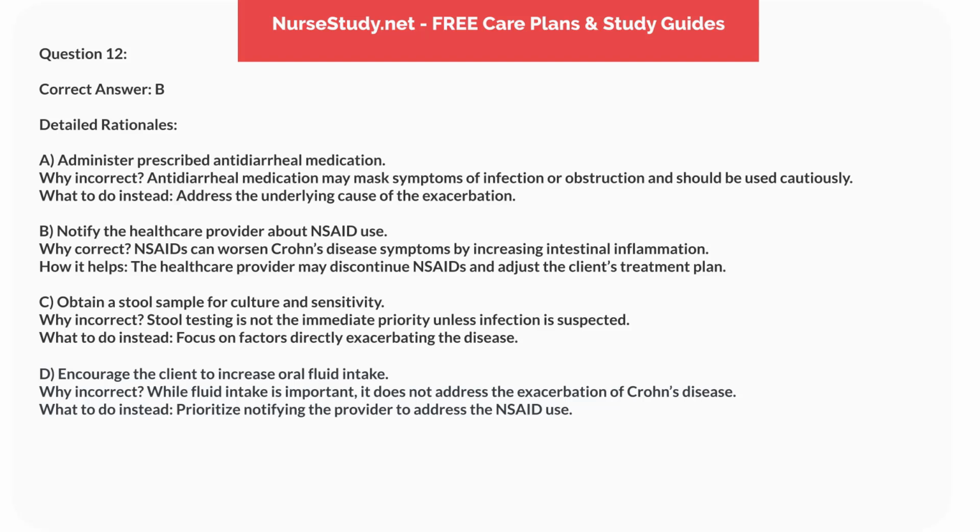C. Obtain a stool sample for culture and sensitivity. Why incorrect? Stool testing is not the immediate priority unless infection is suspected. What to do instead? Focus on factors directly exacerbating the disease. D. Encourage the client to increase oral fluid intake. Why incorrect? While fluid intake is important, it does not address the exacerbation of Crohn's disease. What to do instead? Prioritize notifying the provider to address the NSAID use.